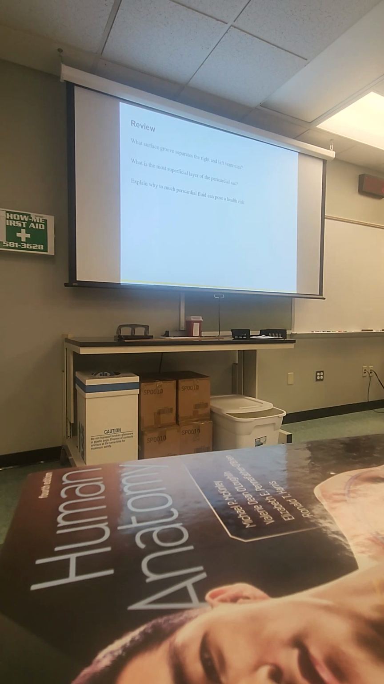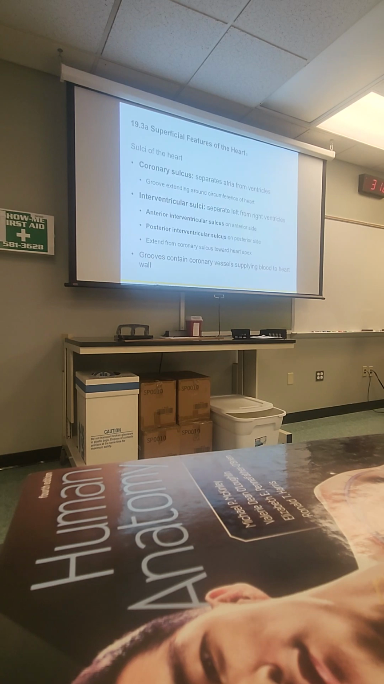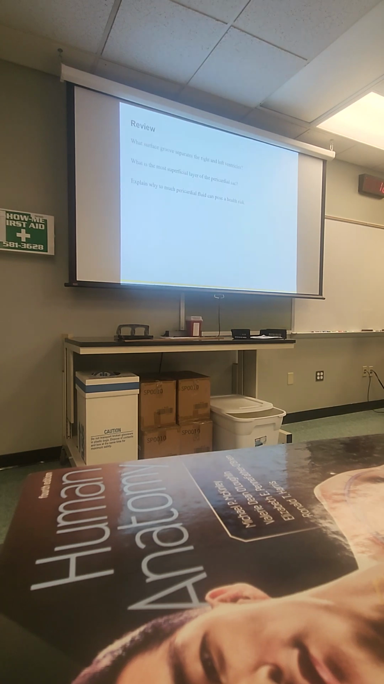So, when we were looking at this illustration right here, you see that guy right there? Okay. And then a superficial layer of the pericardial sac goes back to this illustration right here. So there's the outer, the fibrous. Right there, that's the fibrous, and the inner is the visceral. Too much pericardial fluid causes the heart to stop. Well, it compresses the heart more and more.